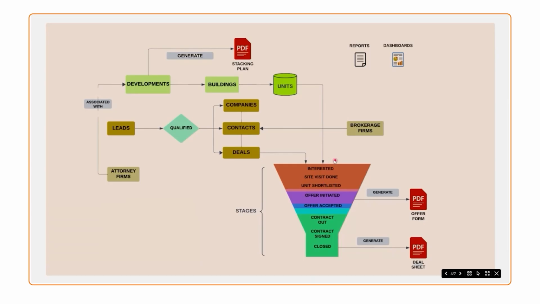So here we have the deal stages. We start with interested, then the customer might visit the site, they select a site, you initiate an offer, and so on. Based on the deals, you can also generate the different offer forms right from the CRM platform. You can generate the deal sheet, of course.